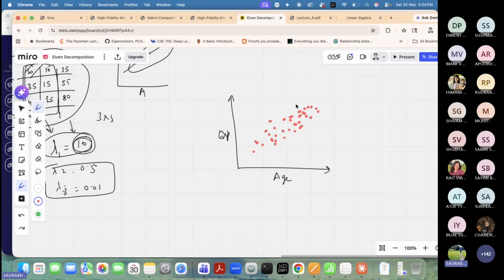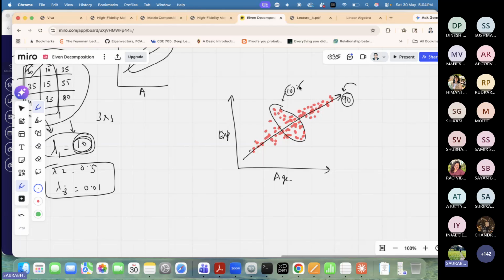Let me make it more clear. Let's say this is the data that you have. Your data is more varying along this direction, isn't it? And then let's say the data is like this as well. Then the second direction of most variance could be this. Now you have a situation where, let's say, 90% of the variance is in this direction. Only 10% of the variance is in this direction.